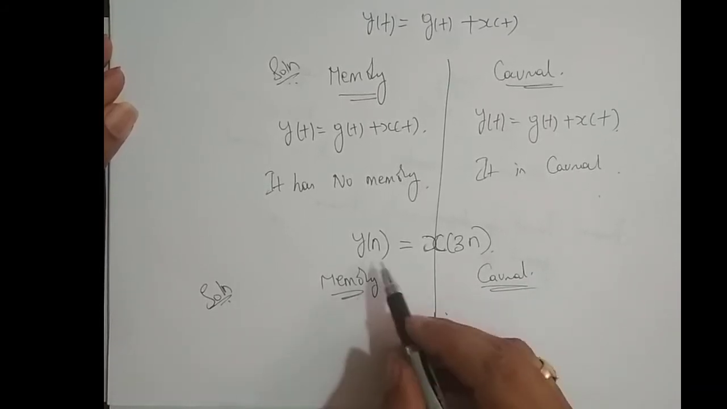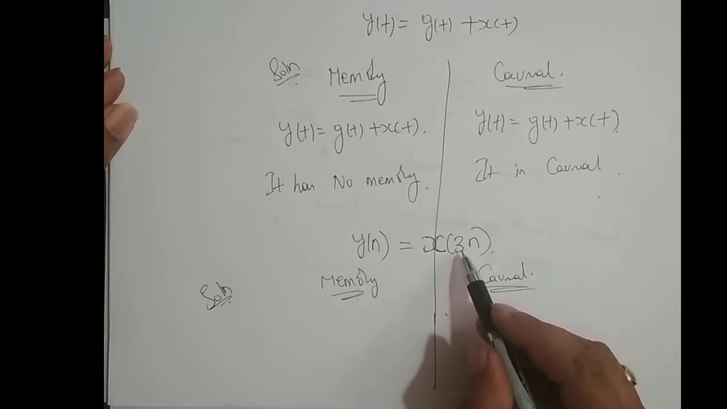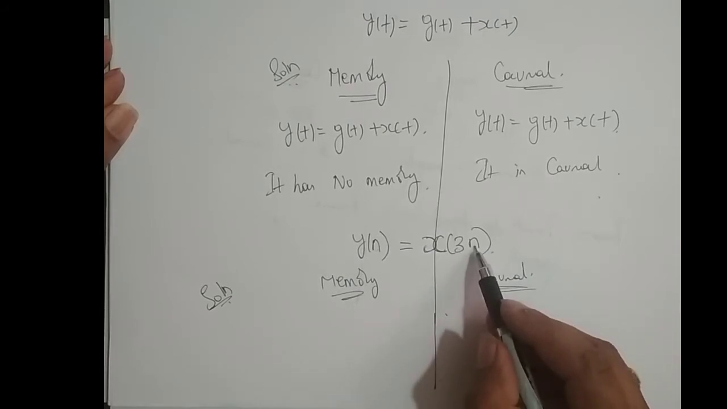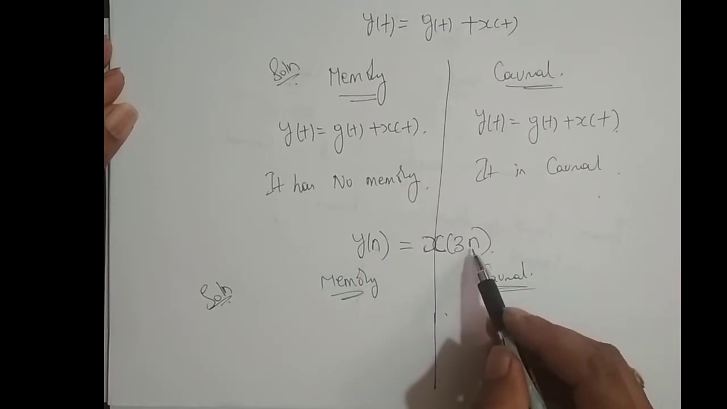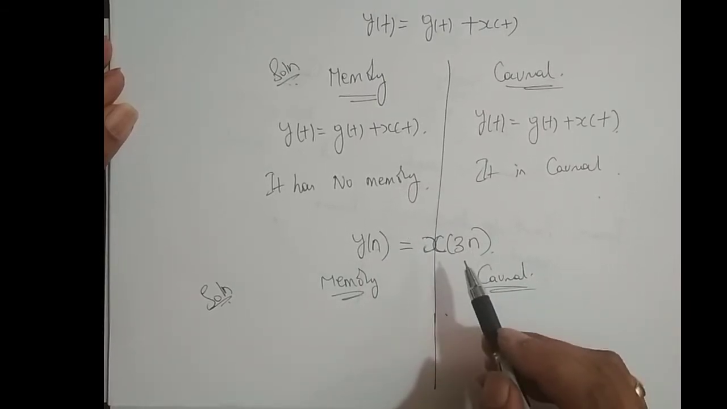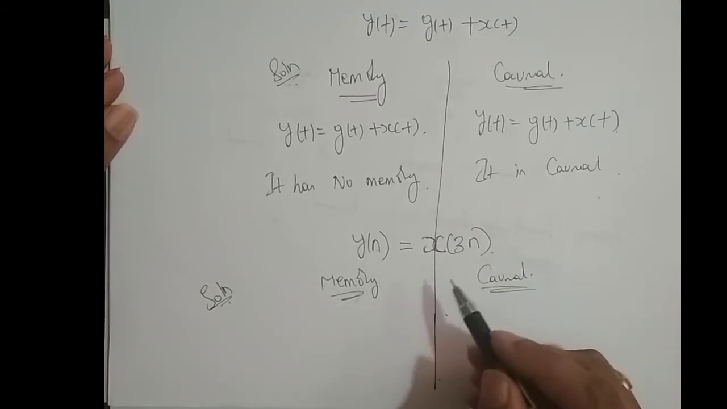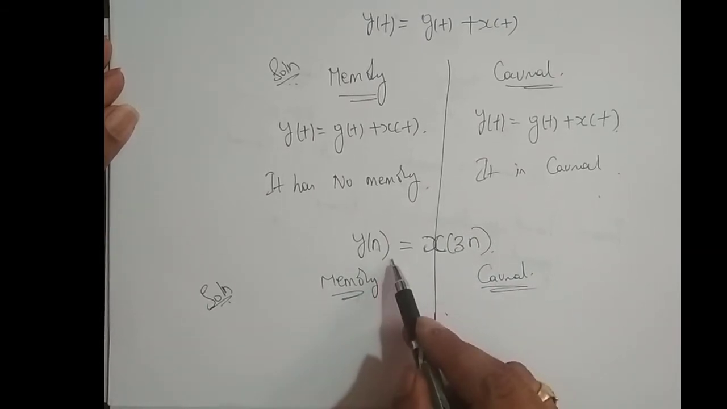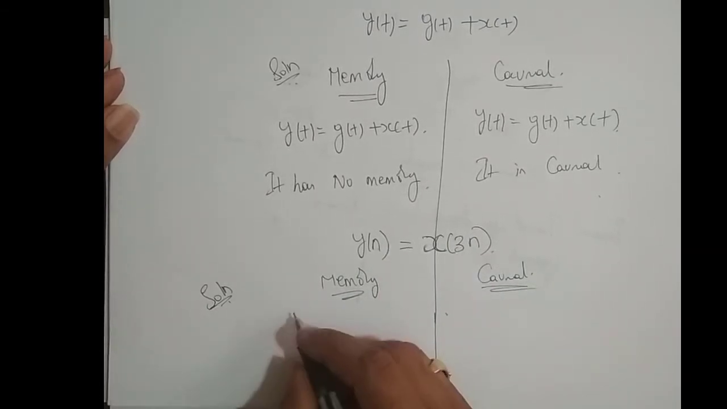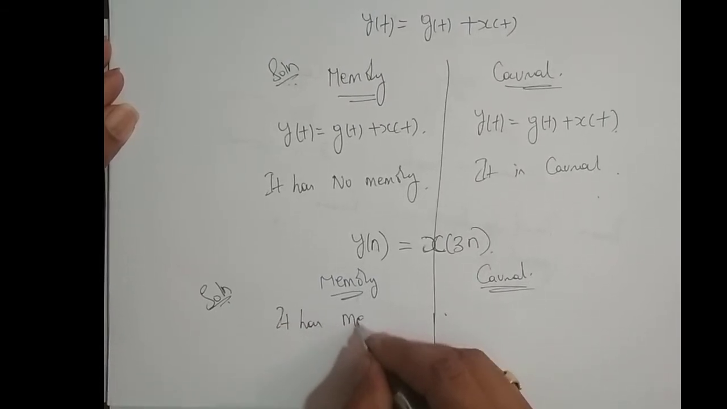Okay. What's your guess? Does the output follow the input? No, right? If I put n equal to 10, what happens to the input? It is 30. 3 times 10 is 30. So the output depends upon future input value. If the present output depends upon future input value, or the present output depends upon past input value, then we call it as system has memory. So in this case, present output depends upon future input value, therefore it has memory.